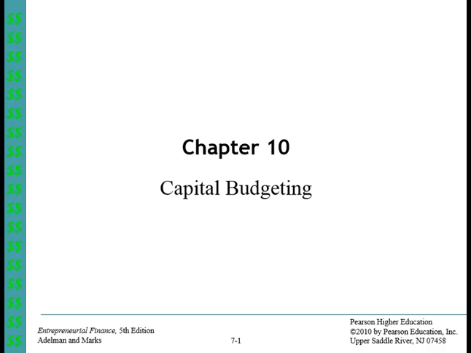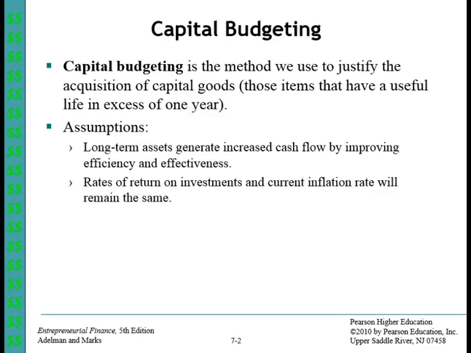In this chapter, we're going to look at a very important application in business, and that is, how do you figure out what asset to purchase? That is, what is an asset's value to the company? What are the benefits that an asset will bring to your company if you purchase that asset? And this process is something called capital budgeting. It's the methods that we use to justify acquisition.